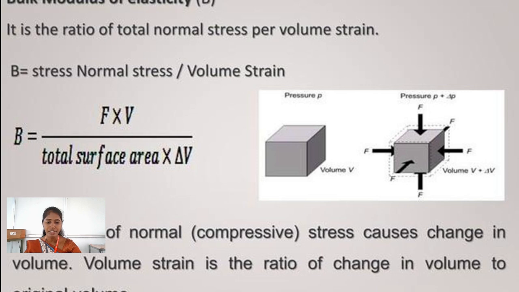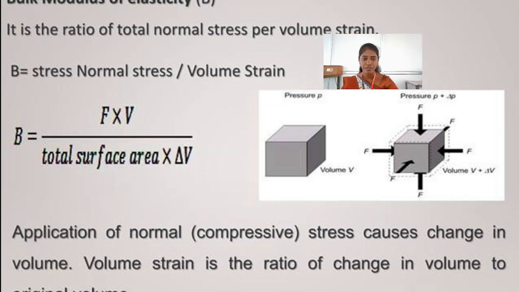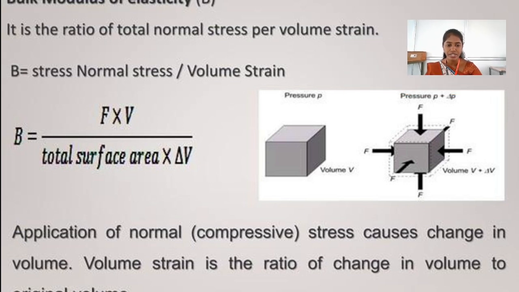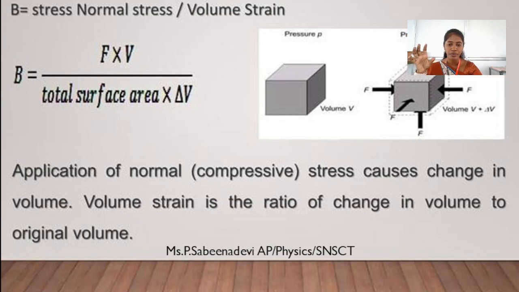The volume strain is the ratio of the change in volume to the original volume. Application of normal stress causes the change in volume. Originally it has volume V, and after the application of pressure, it changes into V plus del V. This is called the bulk modulus.